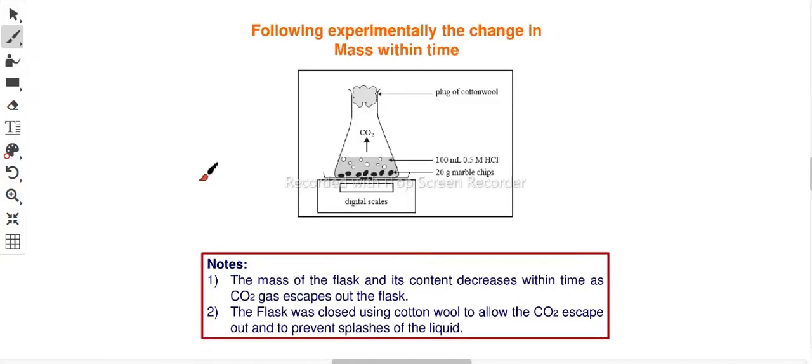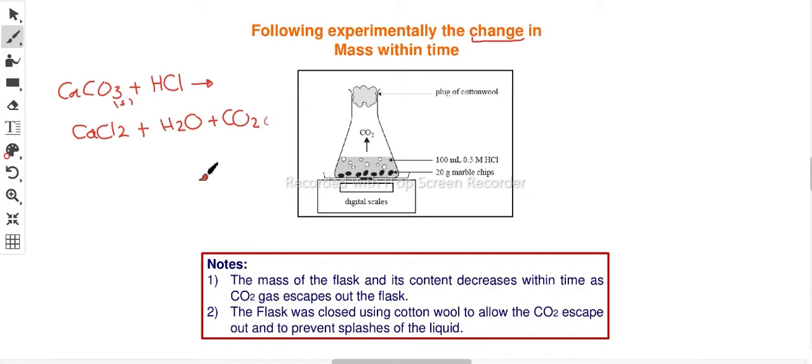I have here another experimental method, which is the change in mass within time. Usually, the change in mass is used whenever you have a chemical reaction involving calcium carbonate. This is a very common chemical reaction used in the past paper. Beside the addition of an acid, it will give me calcium chloride beside the H2O, and you have the CO2. Here I have the solid, and I have the carbon dioxide gas.